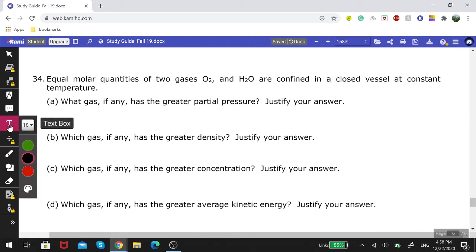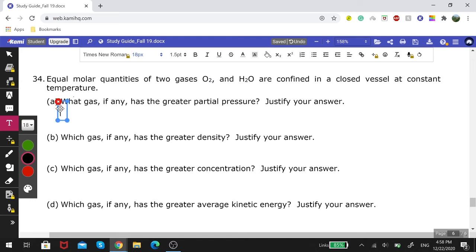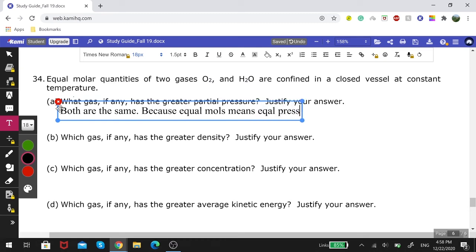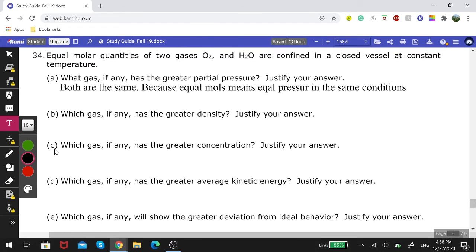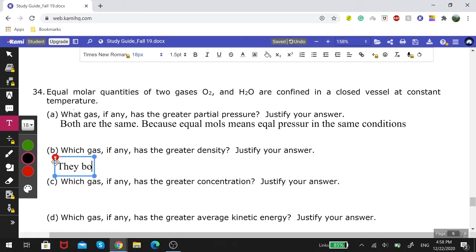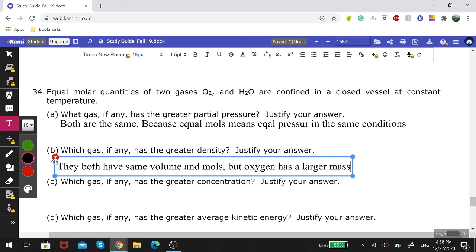Number 34, equal molar quantities of two gases, O2 and H2, are confined in a closed vessel at constant temperature. What gas, if any, has greater partial pressure? Both are the same. Both gases have the same partial pressure because equal moles means equal pressure in the same conditions. Which gas, if any, has higher density? They both have the same volume and moles, but oxygen has a larger mass, so oxygen is more dense.